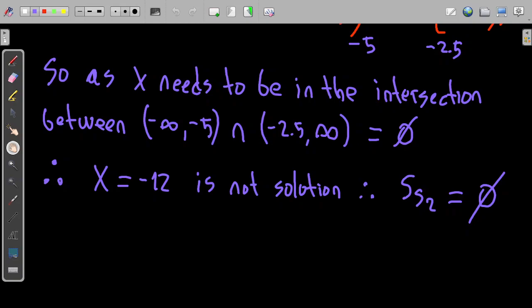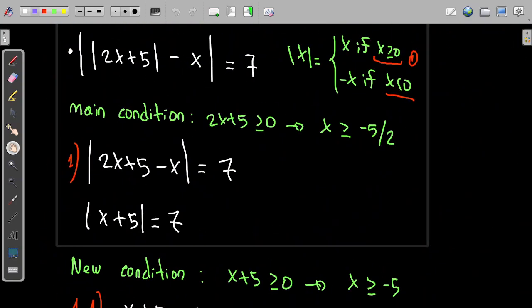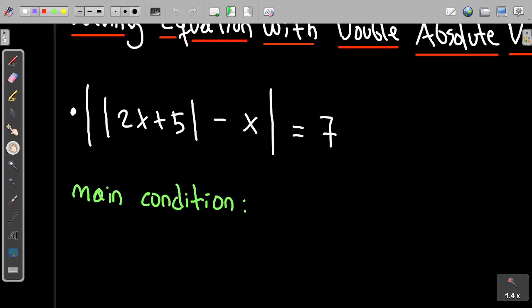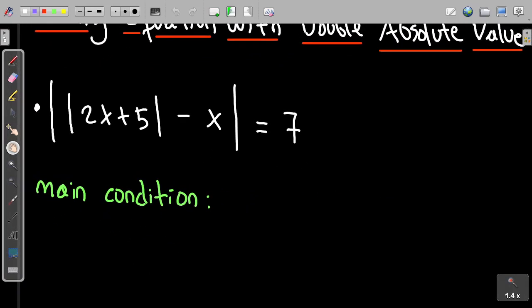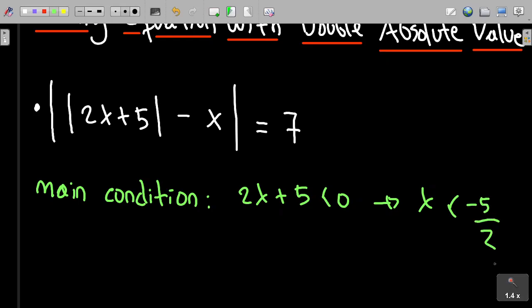Okay, now we are going to do the second equation. So we're going to change the main condition. Now our main condition will be the negative part of 2x plus 5. So the main condition will be 2x plus 5 less than 0. So now x is less than negative 5 over 2.